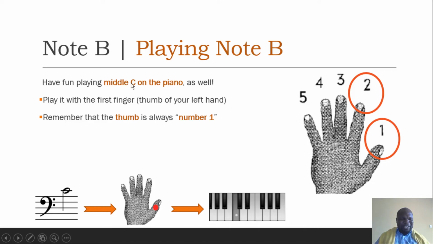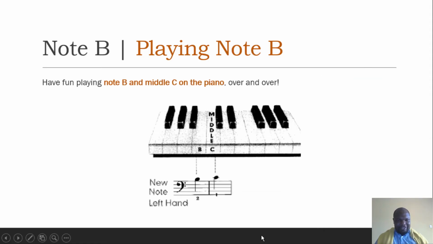Well, let's have fun playing middle C on the piano as well. Okay, but this time around we're going to play middle C with the first finger. I meant to say the first finger or the thumb of your left hand. Remember that the thumb is always number 1. So you see here I have number 1 thumb. So when you have middle C on the staff, you go ahead and play with your thumb. Okay, on the piano we play middle C like that.